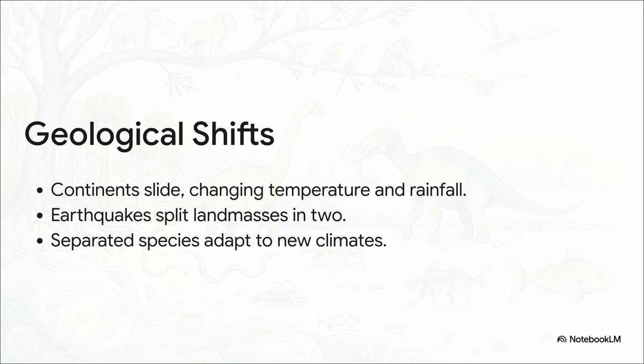To put that into perspective, the Sahara Desert used to be a lush, thriving rainforest before continental drift moved its position on the globe. Add brutal earthquakes to the mix, which can literally tear entire land masses in two. When that happens, species that used to live together are violently separated, permanently isolated, and forced to adapt to entirely new climates. If they can't adapt, they die out.